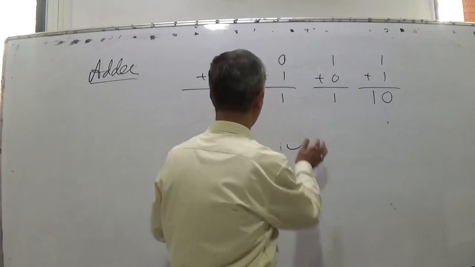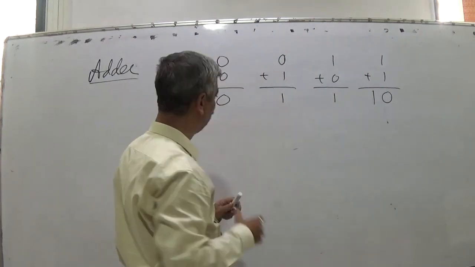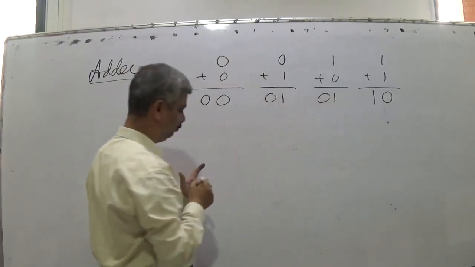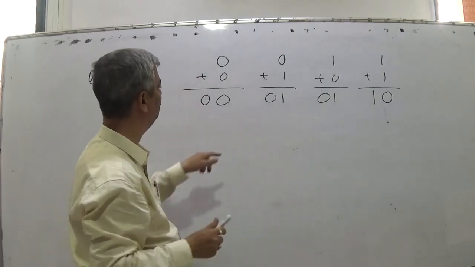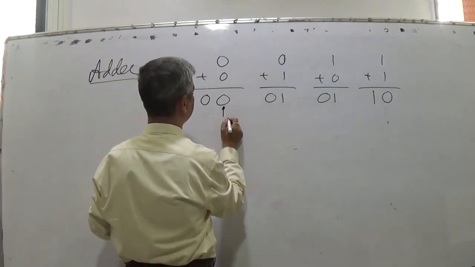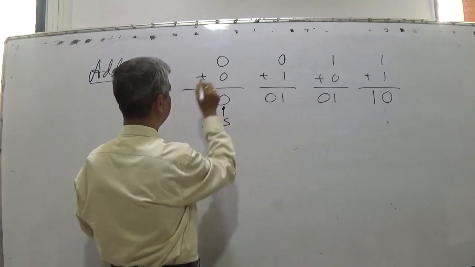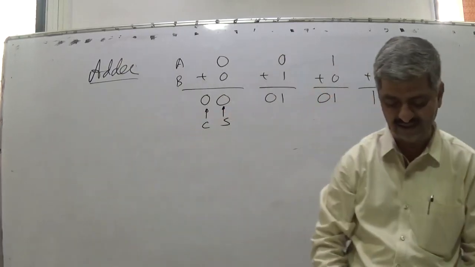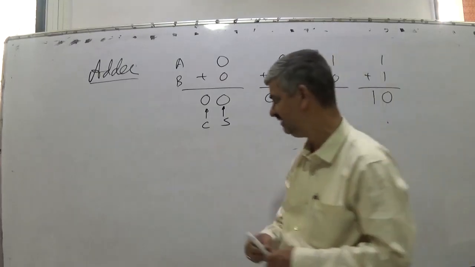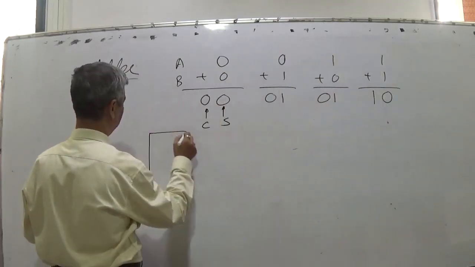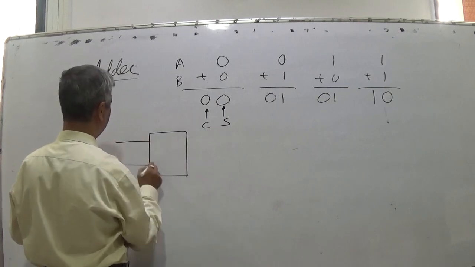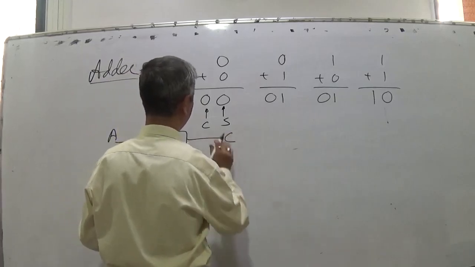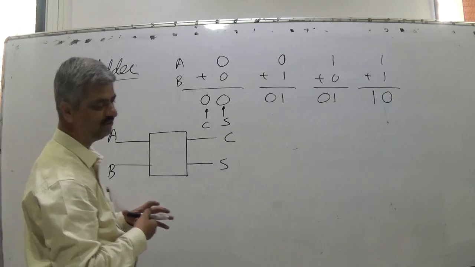So in any case when we add 2 single bits we get a 2-bit result. This is called sum and this is called carry. This input is A, this input is B. So now we want to construct a very small circuit called a half adder, which has inputs A and B and outputs carry and sum.